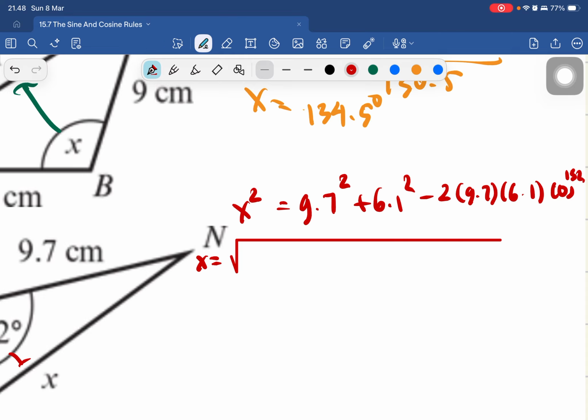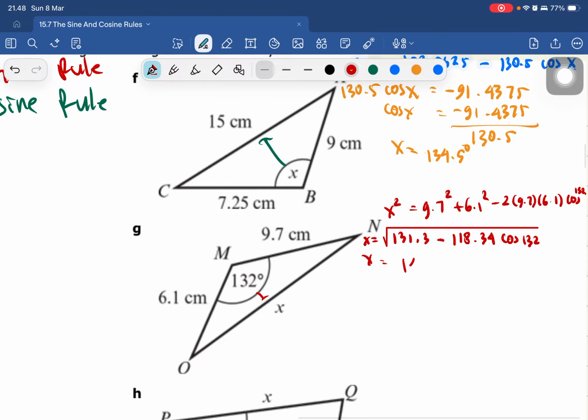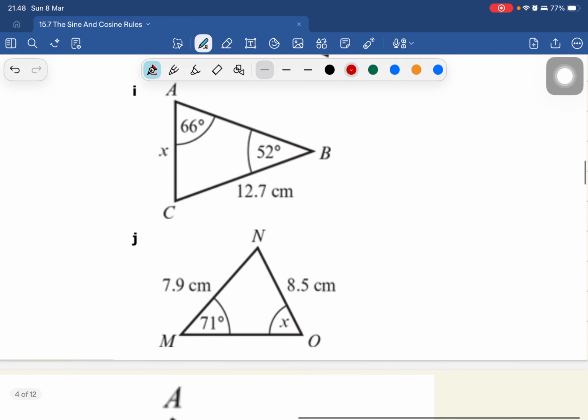squared plus 6.1 squared. So it's going to be 131.3. We minus 2 multiplied by 9.7 multiplied by 6.1. So you get 118.34 multiplied with the cos 132. Use a calculator for the G, so you will get the answer of 14.51 centimeters with a calculator.